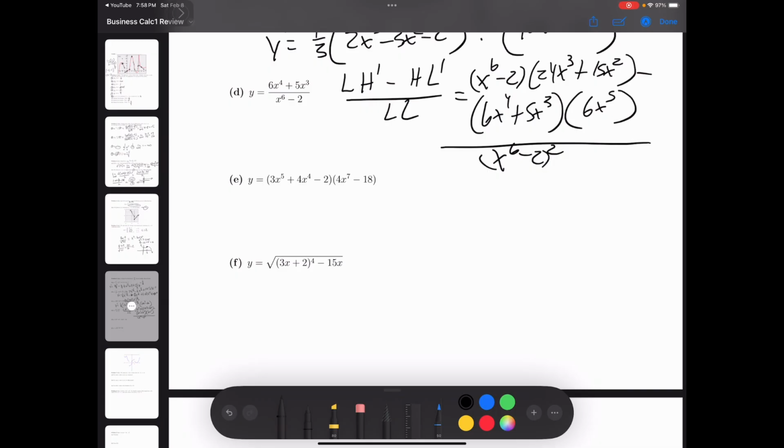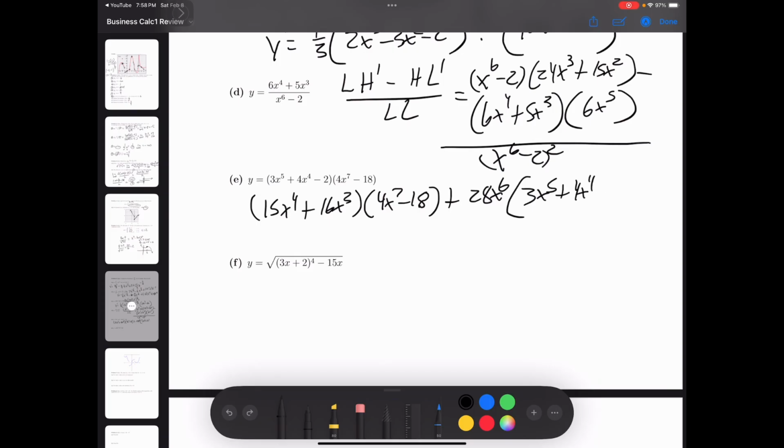The product rule is the derivative of the first function times the second, plus the derivative of the second times the first, which means we have the derivative of the first function, which is 15x to the 4th plus 16x to the 3rd, times the second function, which is 4x to the 7th minus 18, plus the derivative of the second function, which is just 28x to the 6th, times the first function, which is 3x to the 5th plus 4x to the 4th. No minus 2, that goes away. And that's our derivative.